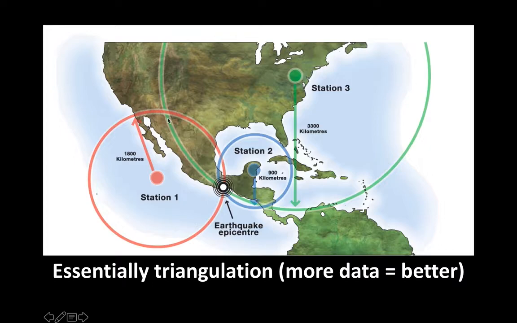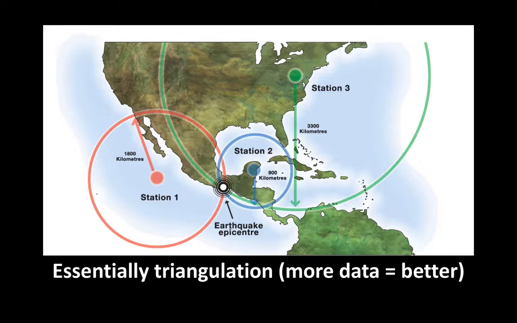These three stations, 1, 2, and 3, all take their distance data and plot it out to get one of these circles, and the overlap between those three circles is going to be the epicenter. A little bit more complicated math, and it's going to give you the focus down below. So if you can emulate that on an exam, just explain triangulation, right?